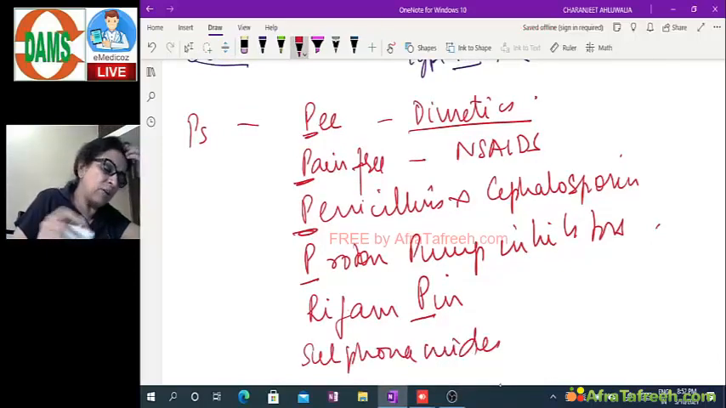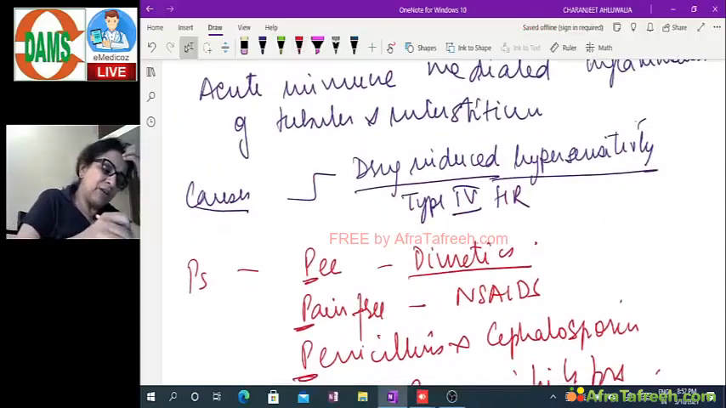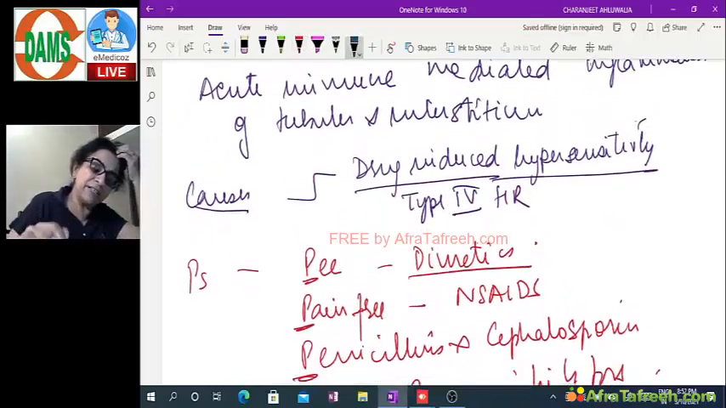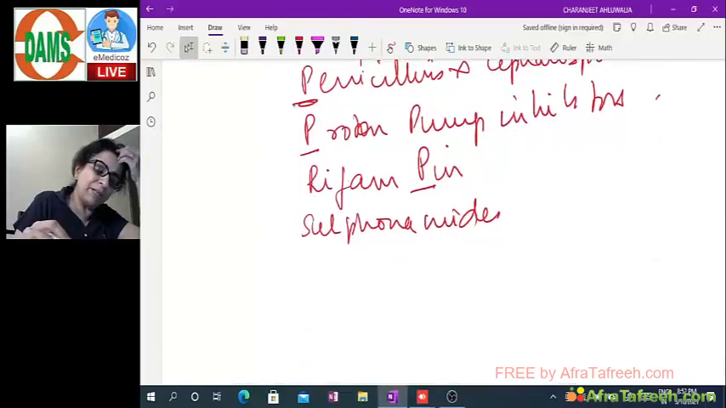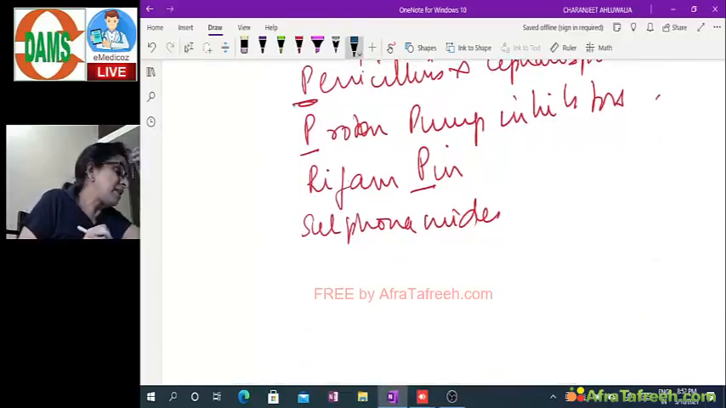So the drugs that cause tubulointerstitial nephritis, it's a type 4 reaction, are diuretics, NSAIDs, penicillin, cephalosporin, proton pump inhibitors, rifampin, and sulfonamides. Okay, second, penicillin and sulfonamide.